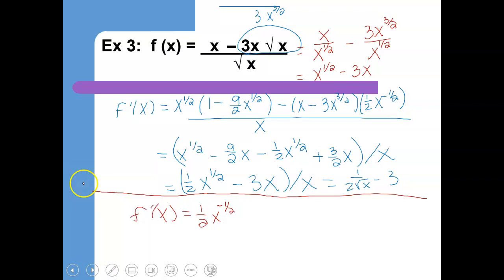And then you'd have 1/2 x to the negative 1/2 minus 3, which ultimately gave you 1 over 2 square root of x minus 3. And that's what you got with the blue as well, if you had not forgotten right here, all over x, like I did.